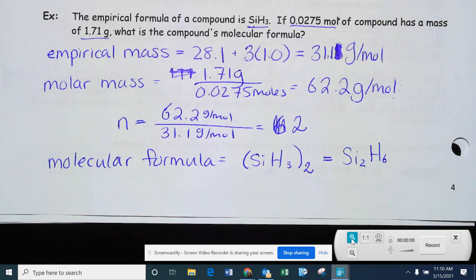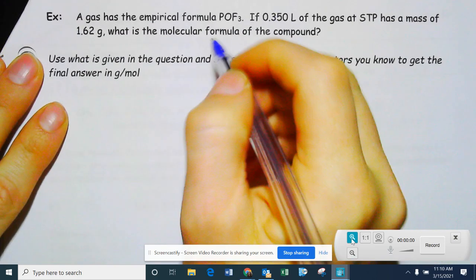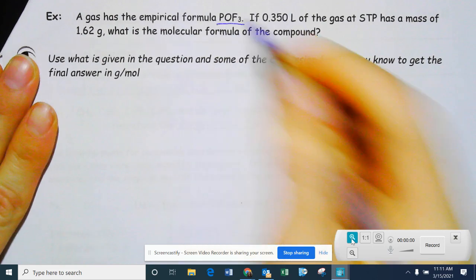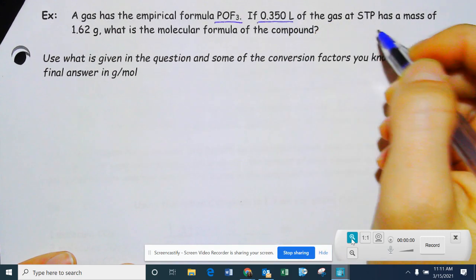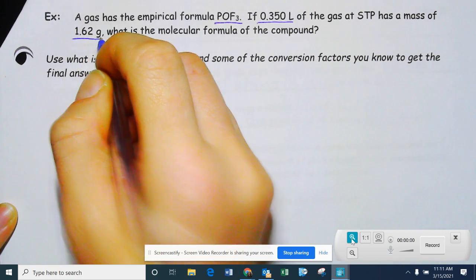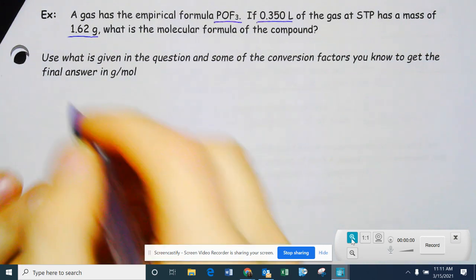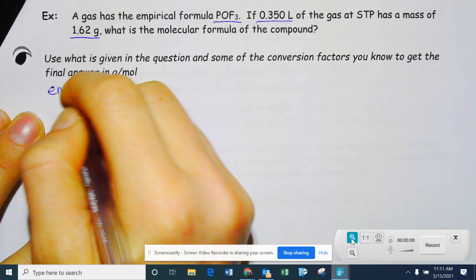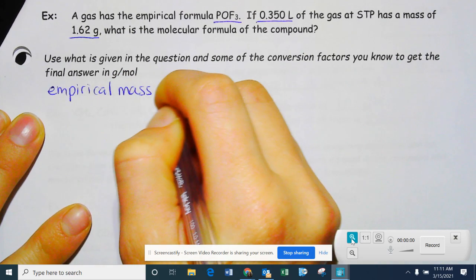All right. Let's do one more. So a gas has got an empirical formula of POF3. And I know that 0.350 liters of the gas at standard temperature and pressure has a mass of 1.62 grams. I want to know the molecular formula of this compound. So first up, I want you all to find the empirical mass, okay? So take a second to do that.